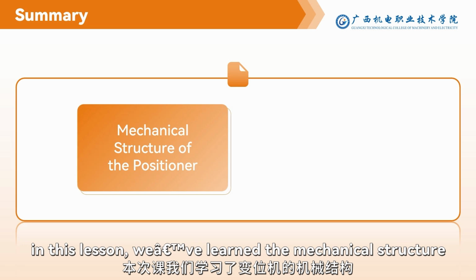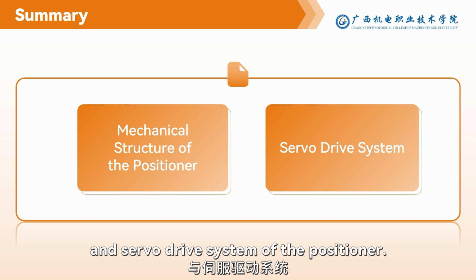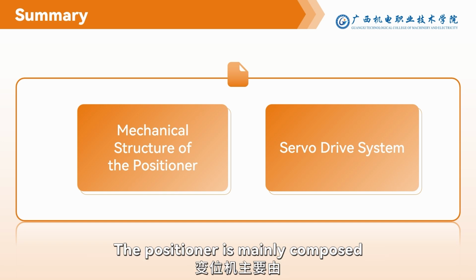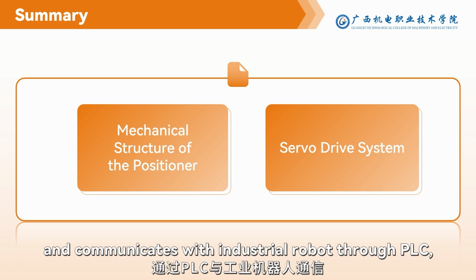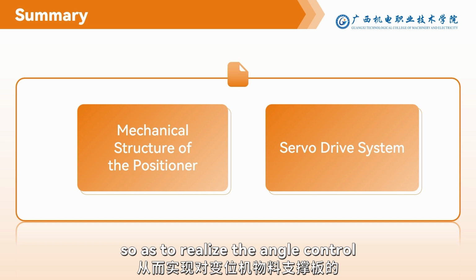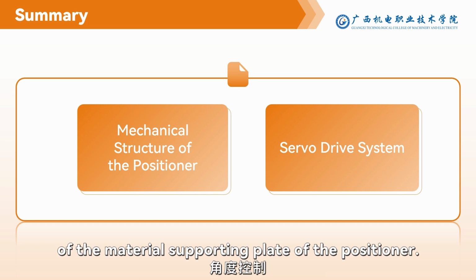Everyone, in this lesson, we've learned the mechanical structure and the servo drive system of the positioner. The positioner is mainly composed of servo motor and other components and communicates with the industrial robot through PLC, so as to realize the angle control of the material supporting plate of the positioner.